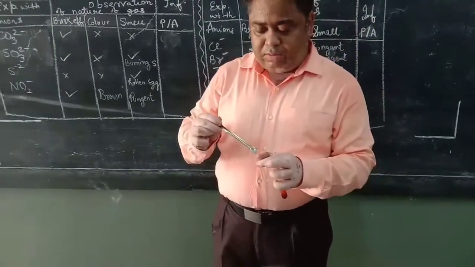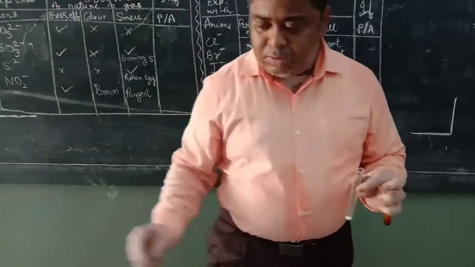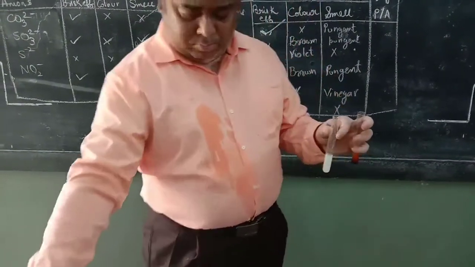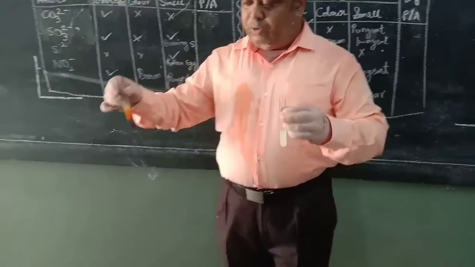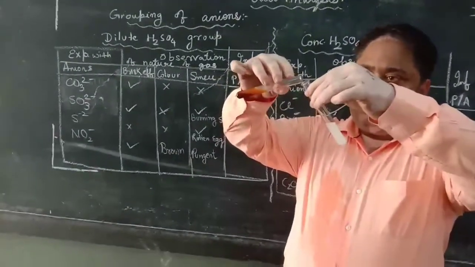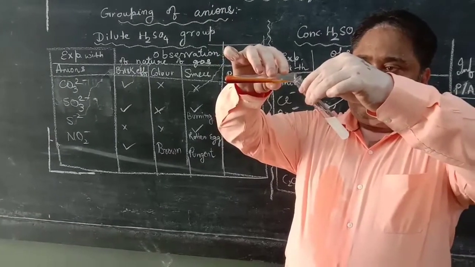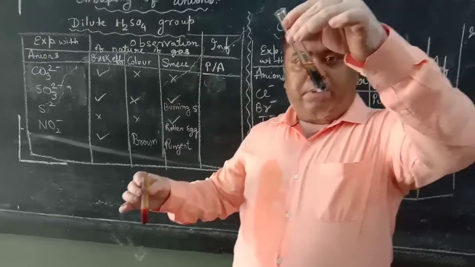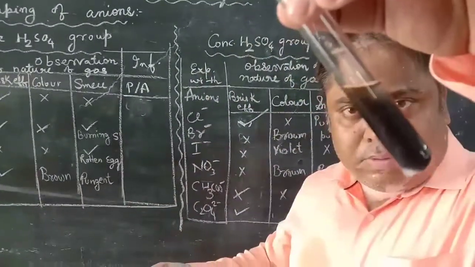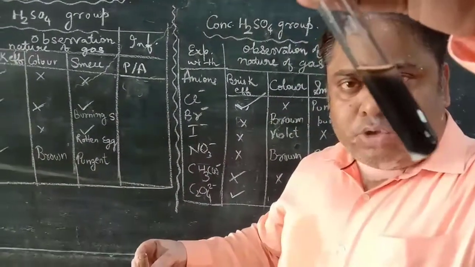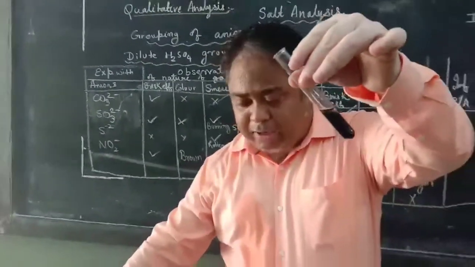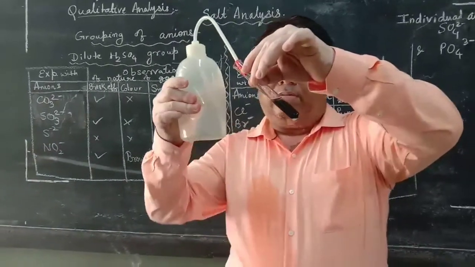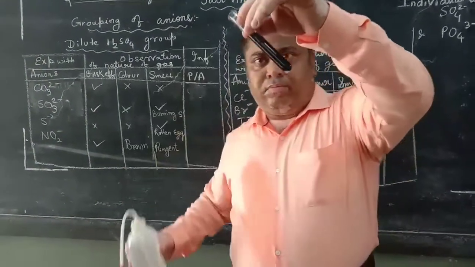So I have taken starch now. Dilute it. Then put a few drops of this. So it is becoming violet now. Actually, it is becoming so violet that it is looking dark colored, but it is actually violet in color. Now you can see its violet color.